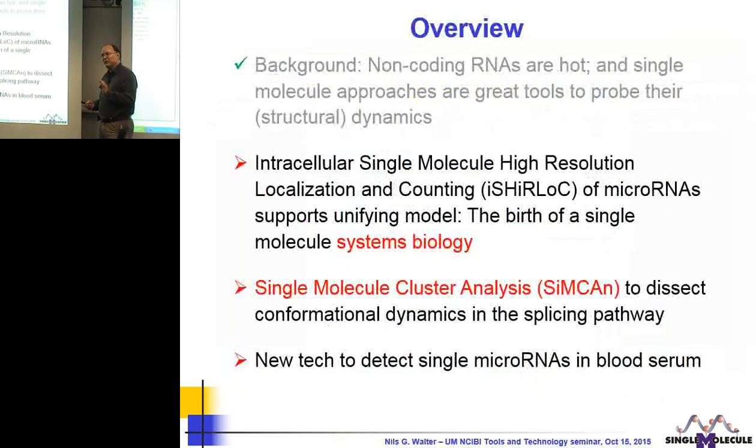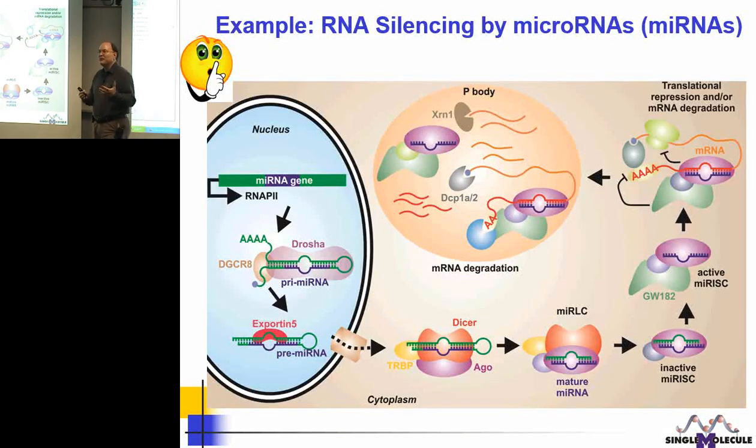But what I want to do today is then give you three examples of applications of these types of single molecule and super resolution tools. And the first one is on microRNAs. And microRNAs are one of those classes of non-coding RNAs that are so pervasive in gene regulation. It's now understood that there are about 1,500 different microRNAs encoded in our genome. They make up together about 2% of the whole human genome, more than all the proteins together. This is just one class of non-coding RNAs.